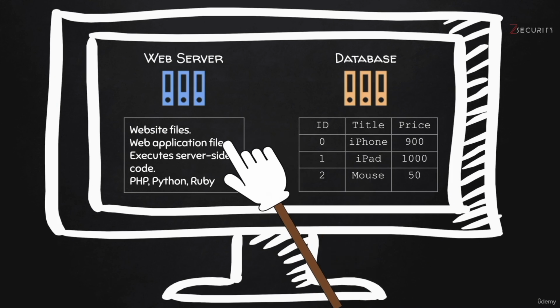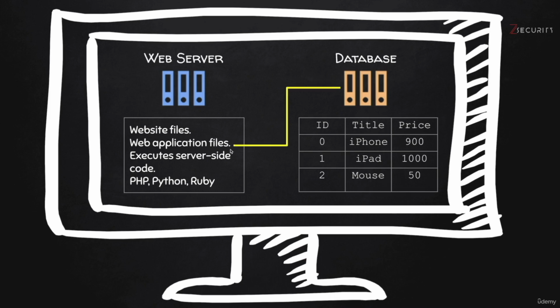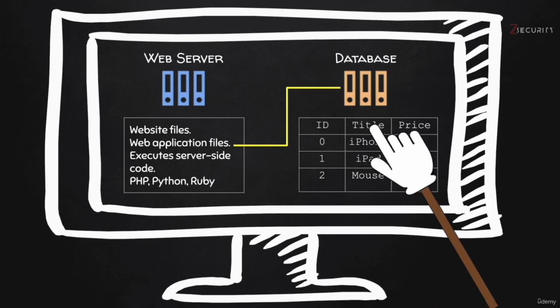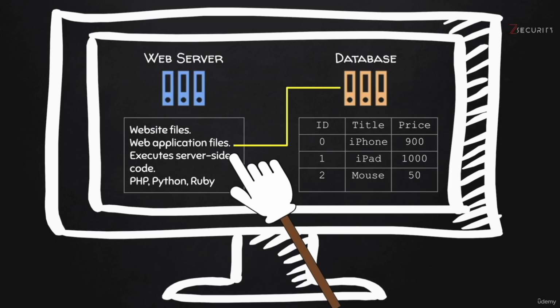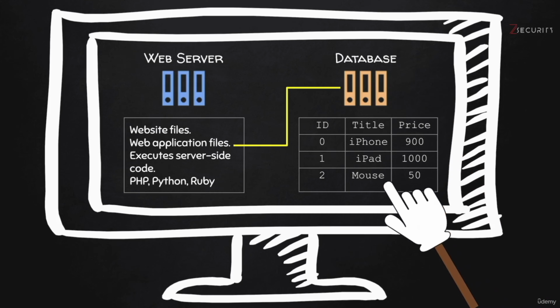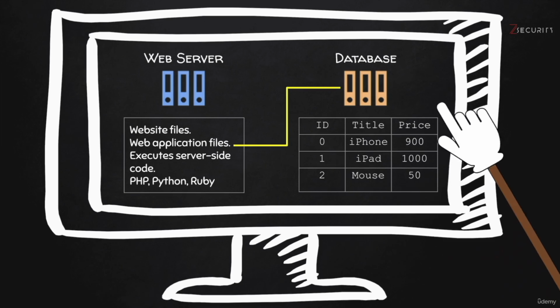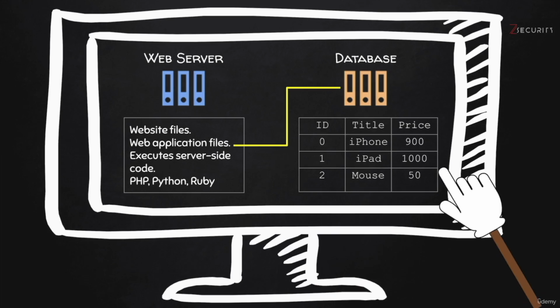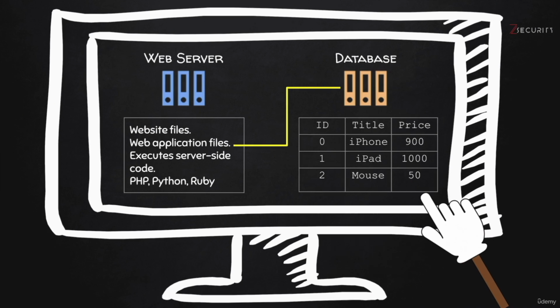It also contains a web application that interacts with the database to display all of these products. So the web application itself doesn't contain the products. The product information is stored in the database. Now, the database contains a number of tables. This is just one example of a table. It will contain tables, for example, for the users, and it will contain the usernames and the passwords.